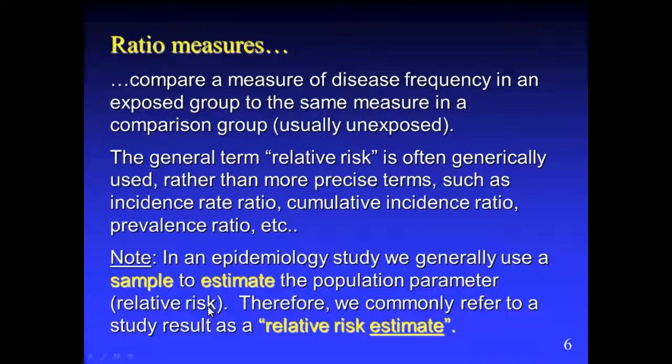Now, because we're commonly using a sample in our studies, we usually refer to the measure which we get from our studies as a relative risk estimate. Sometimes people leave the word estimate off, but strictly speaking, because we're using a sample of the overall population to estimate the relationship between, say, smoking and lung cancer, and because we're not using the whole population, we're using a sample which is estimating the population parameter. So we commonly use the term relative risk estimate, although estimate sometimes gets left out.